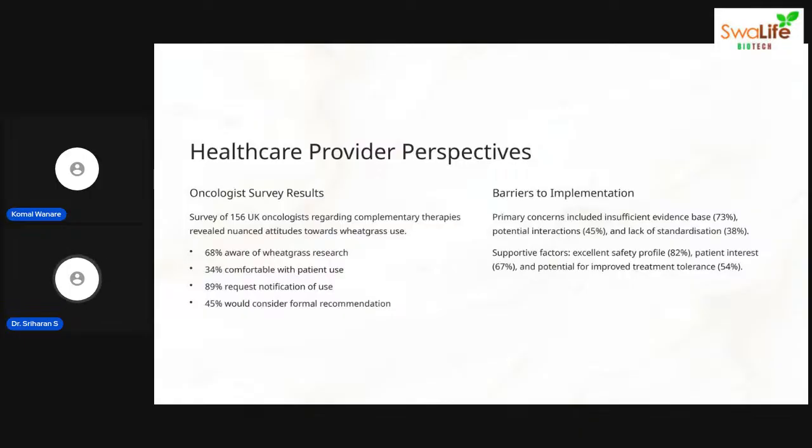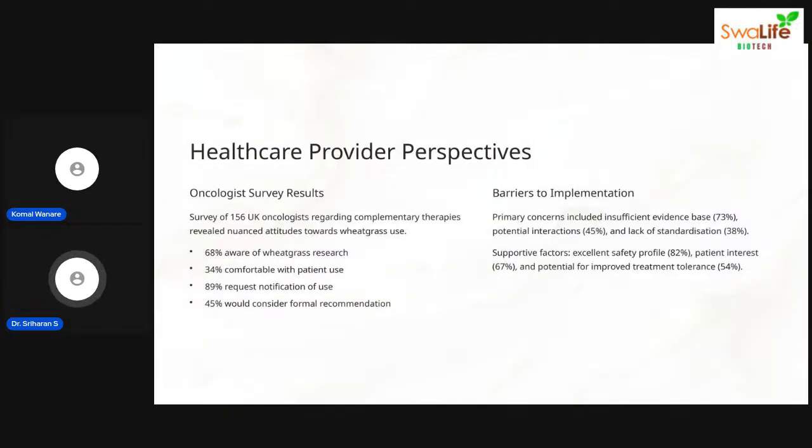They are requesting to be notified when patients are using it. Likewise, 89 percent request notification, and 45 percent would consider a formal recommendation for wheatgrass. They would formally recommend to cancer patients that if they take it, they will get a good effect.